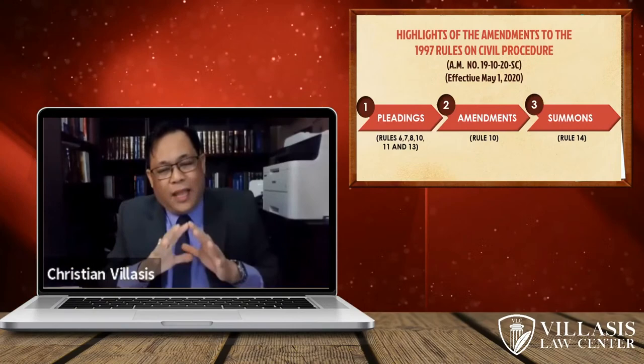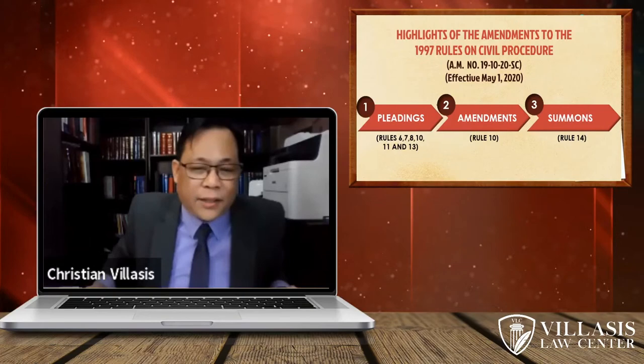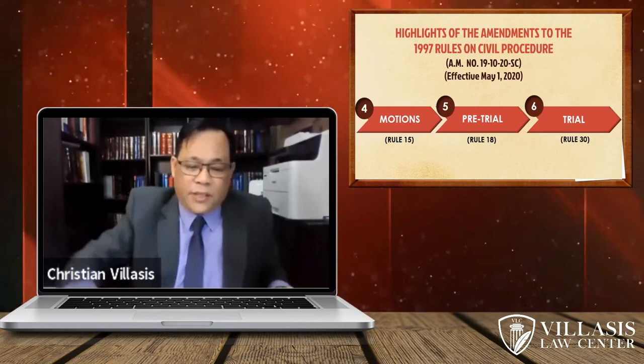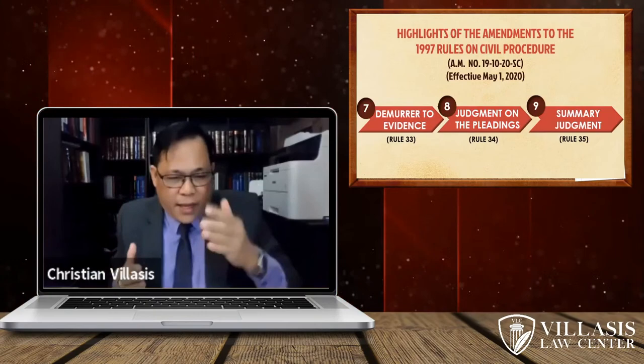Procedure. Okay, diretso. The 2020 rules on civil procedure were promulgated by the Supreme Court precisely, my friends, because of the Supreme Court's rulemaking power. So let me begin, my friends, no? So if you will read the amendments, actually, if you will study it carefully, you will realize that there are how many areas here? Only 9 areas to consider, okay? What are these? Amendments under the rules on pleadings, I will group them together, Rule 6, 7, 8, 10, 11, 13.